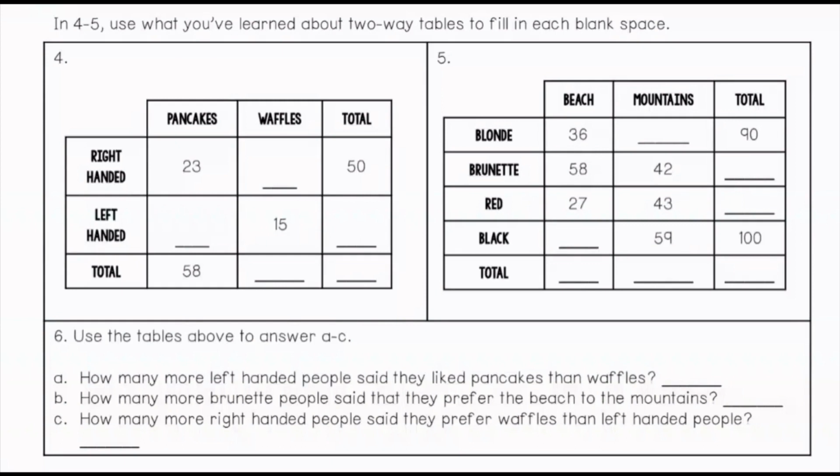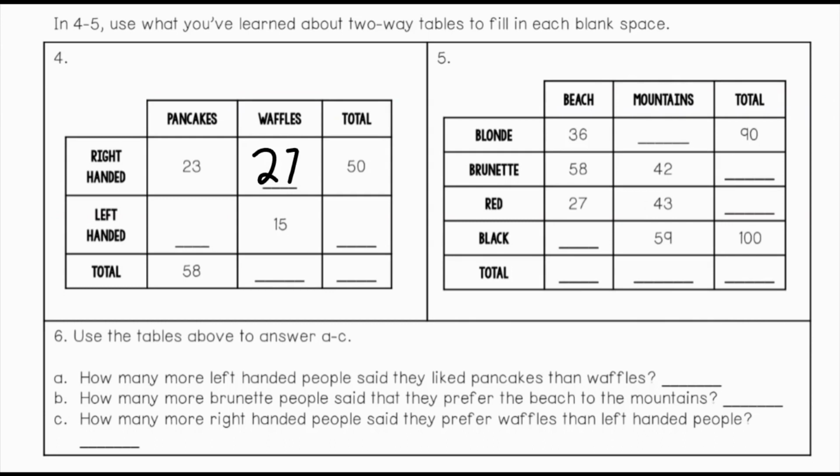Now looking at problems 4 and 5, we want to use what we've learned about two-way tables to fill in each blank space. So notice in problem 4, I have some information, but then I'm missing others. So I can use addition or subtraction to find the missing pieces. So let's look first at right-handed people who prefer waffles. I know the total amount of right-handed people who prefer both pancakes and waffles is 50, and the right-handed people who prefer pancakes is 23. 50 minus 23 would give me 27. So 27 right-handed people prefer waffles.